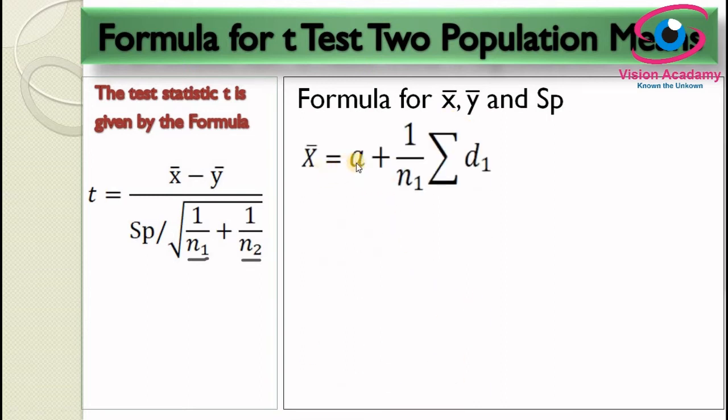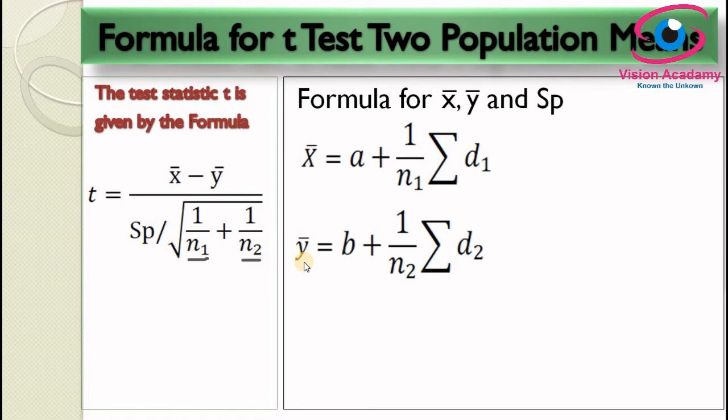x bar can be obtained as A, the assumed mean, plus 1 by n1. So as I told you, x bar is for population 1, that is the mean of diet A food. So diet A food I will consider as n1, that's sample 1, and the thing obtained in the x bar from population 1 is D, that's the deviation taken from the sample value to the assumed mean. So I will consider D1 here. So the formula for calculating x bar is x bar equals the assumed mean A plus 1 by n1 summation D1. We have to take the sum of the deviations D1. The same formula we will consider for y bar also.